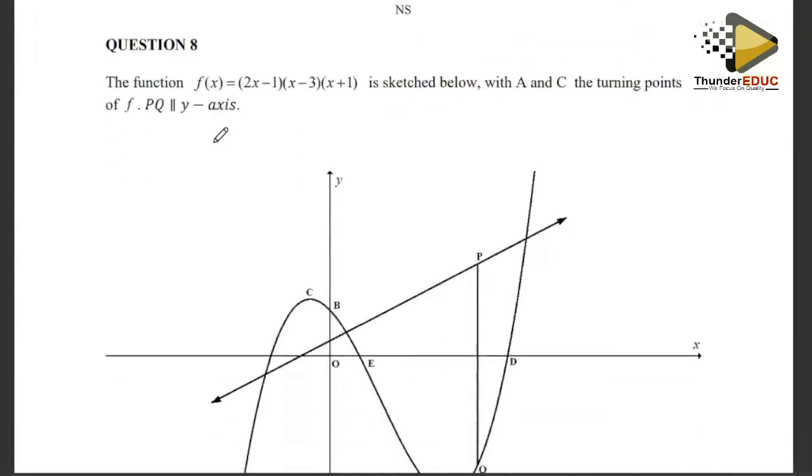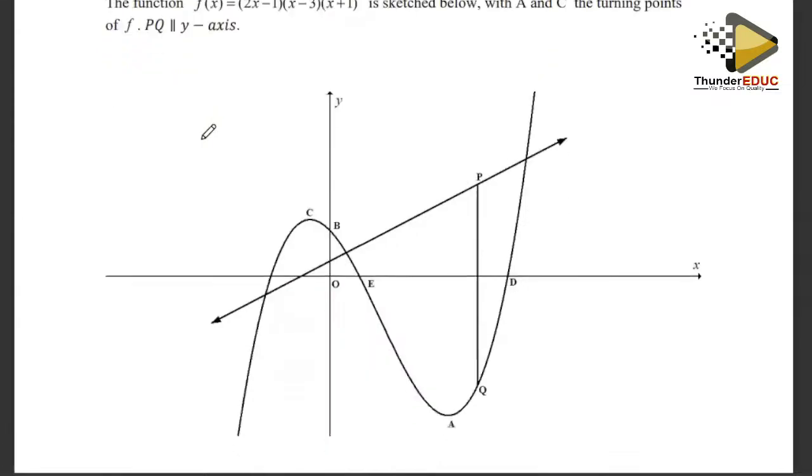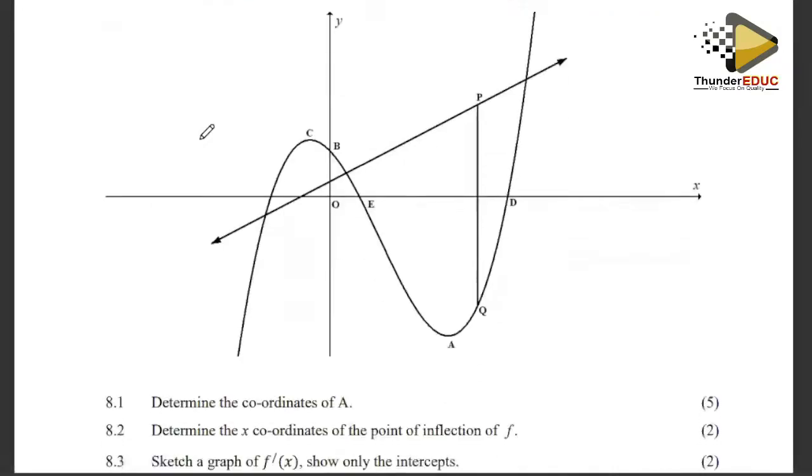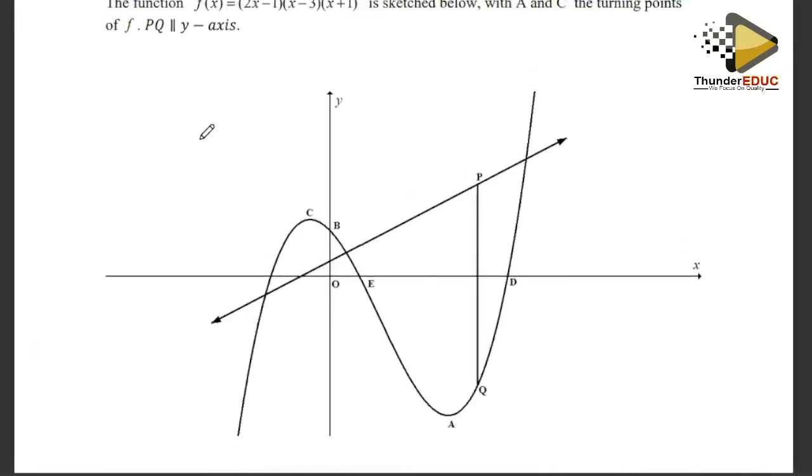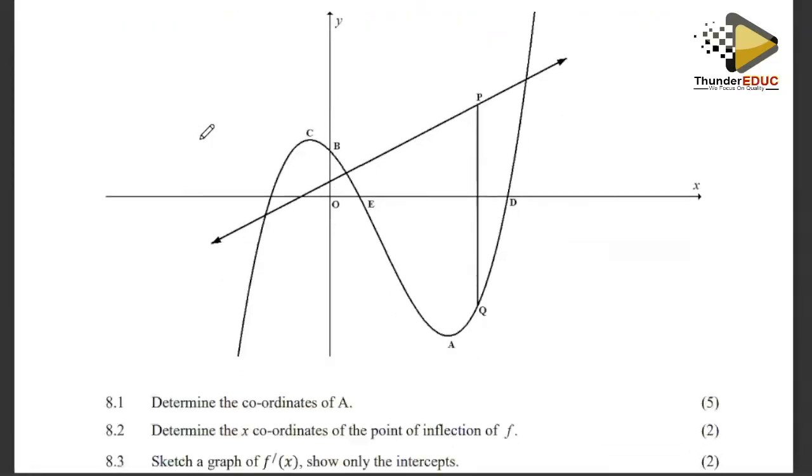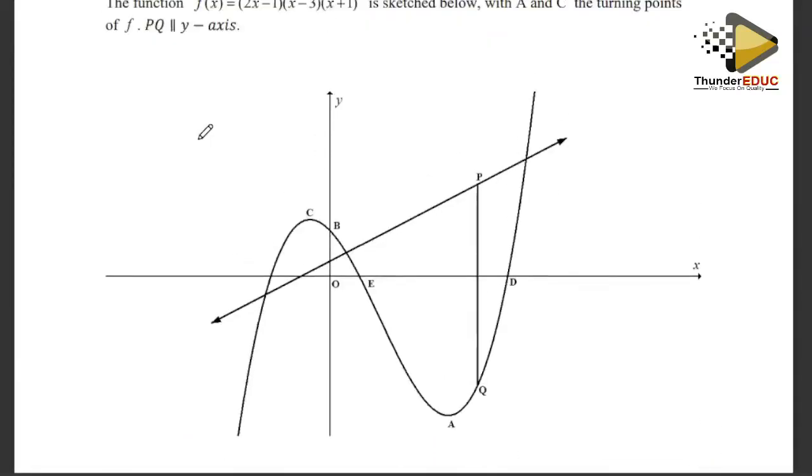Okay, so that is that. Question number 8, we have the function. If f of x is this, with A and C being the turning points, PQ is parallel to the y-axis, they want us to get the coordinates of A. 5 marks. Okay, so we know that A is a turning point. And for us to get the coordinates of the turning point, we have to find the first derivative equated to 0.